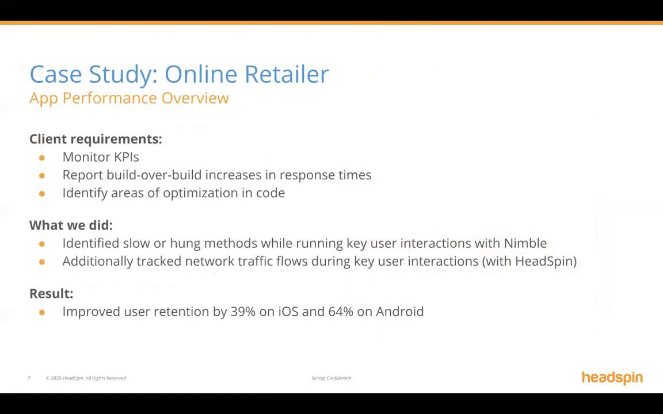So this is a case study we did for an online retailer. Some of the client objectives were to monitor KPIs, report build over build increases in response time, and also identify areas of optimization. We were able to successfully meet the client objectives by identifying degradations in code performance that were impacting the customer user experience. As a result, the user retention for the customer improved by 39% on iOS and 64% on Android.